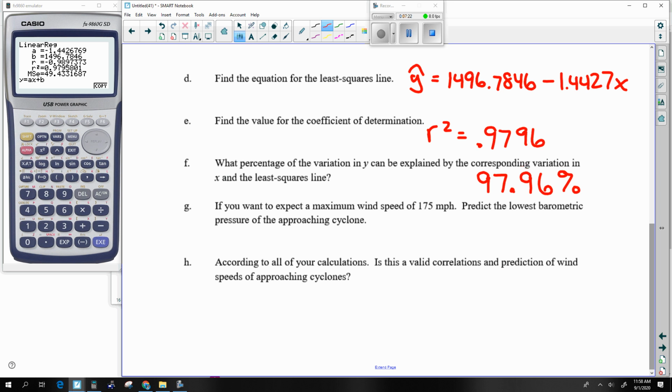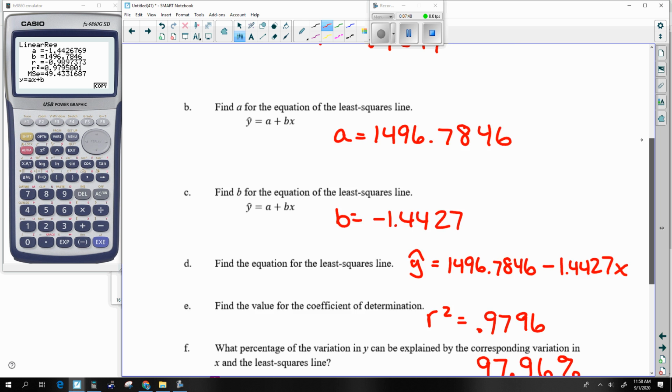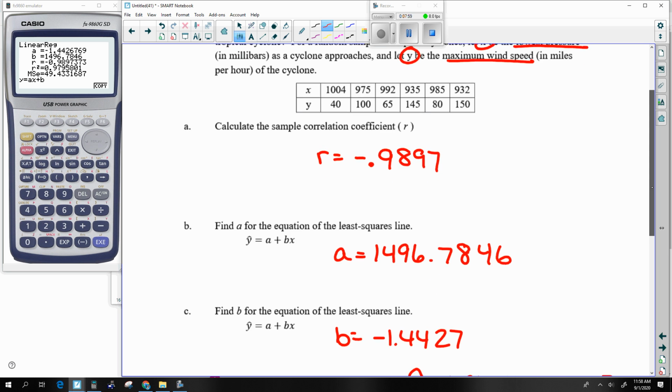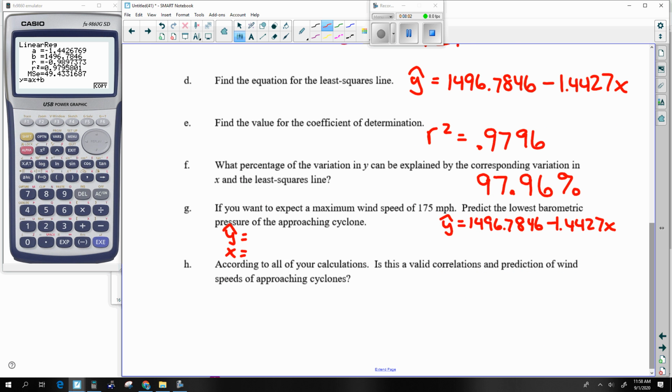If you want to expect the maximum wind speed to be 175 miles per hour, get the lowest barometric pressure of the approaching cyclone. So this is a prediction. So y hat is equal to 1496.7846 minus 1.4427x. All right. So what I notice is the y variable and the x variable. Okay, X be the lowest pressure, and the Y be the maximum wind speed. So X is the pressure, Y is the wind speed.